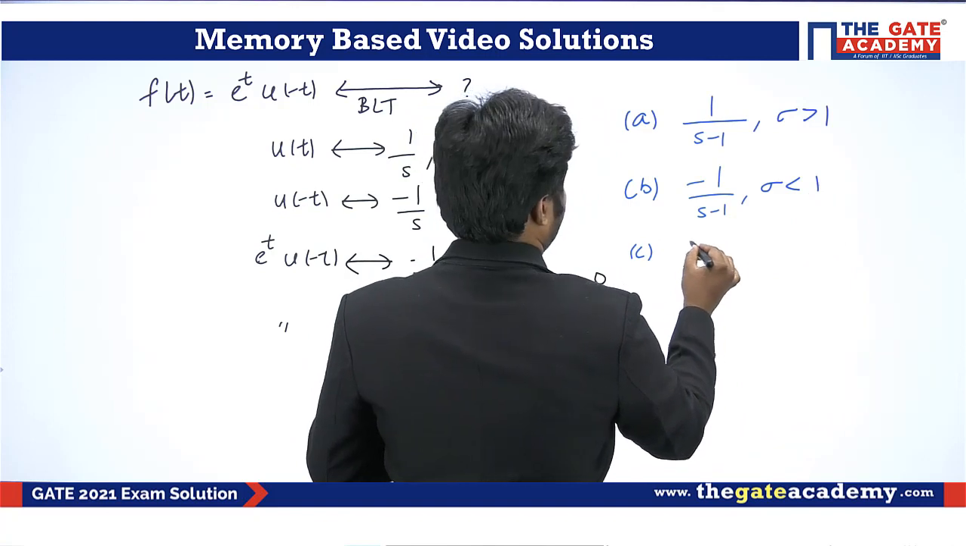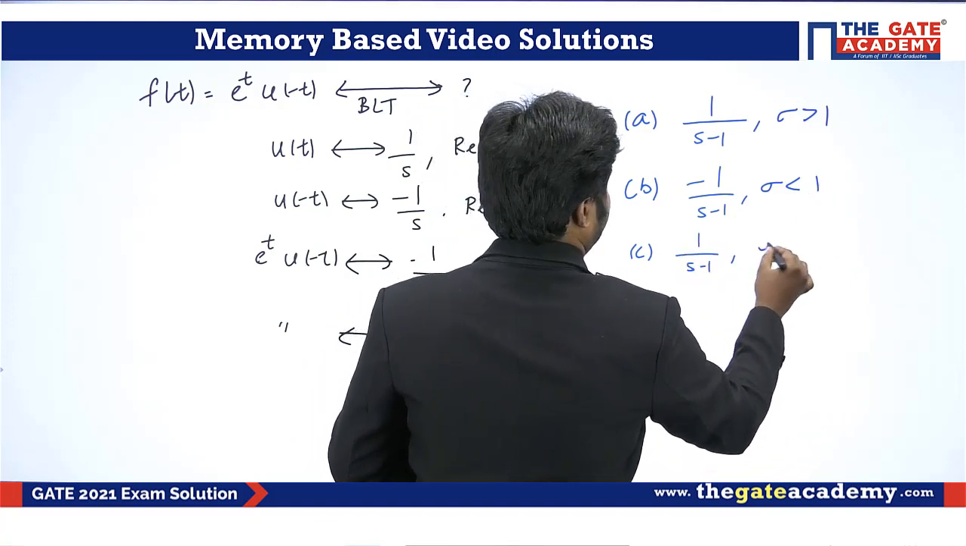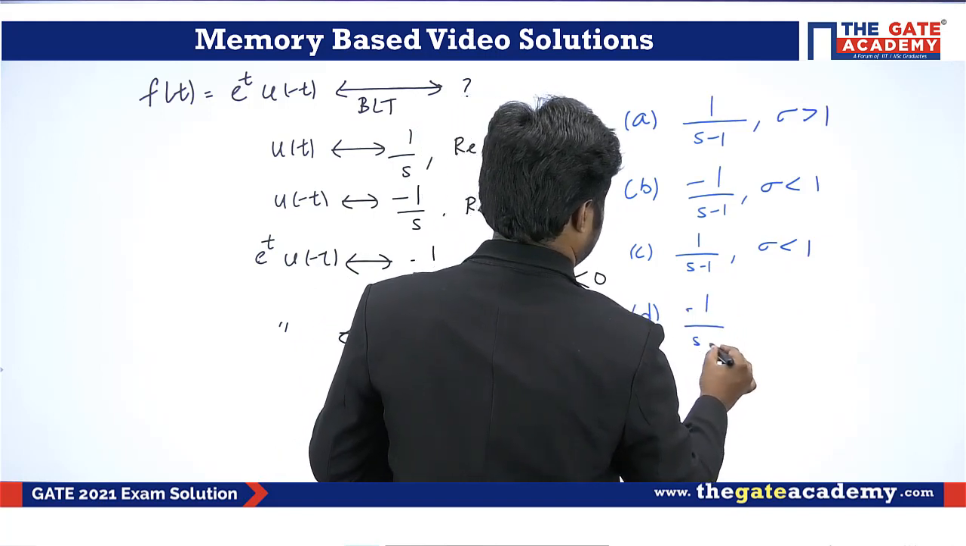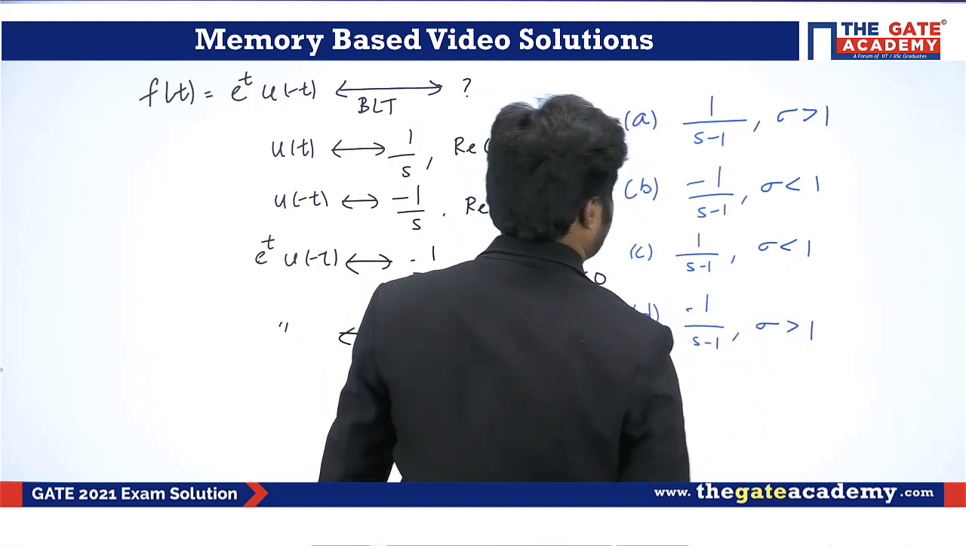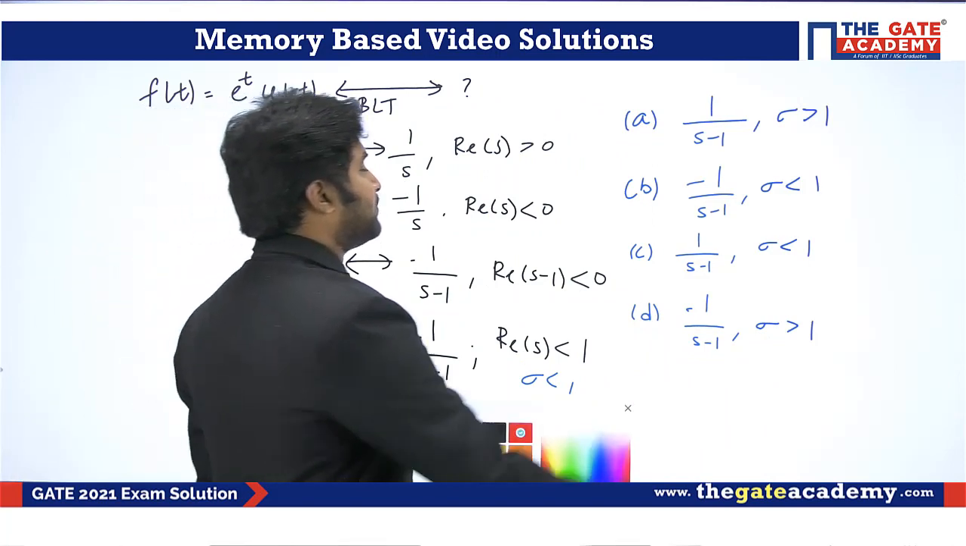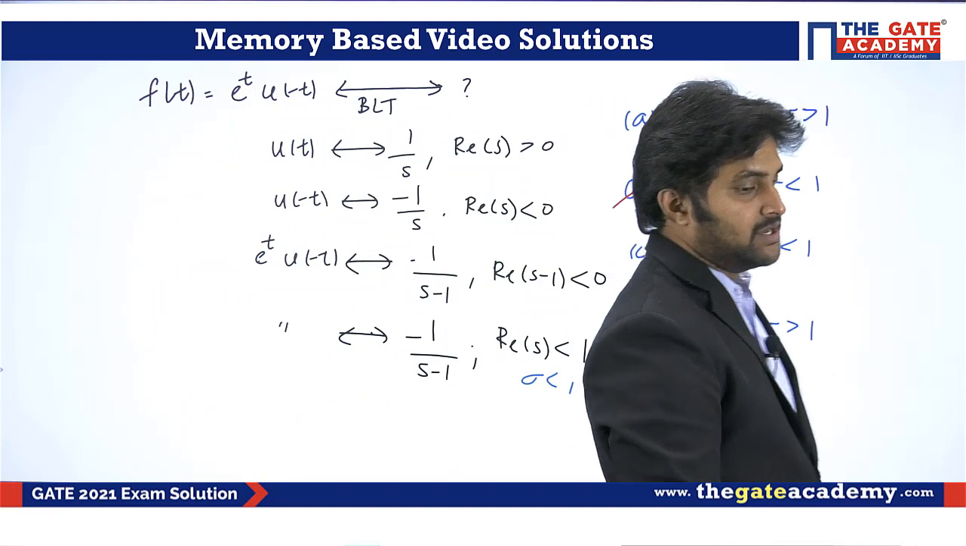Option C is 1 by s minus 1 for sigma less than 1, and option D is minus 1 by s minus 1 for sigma greater than 1. Can you please tell me what is the correct answer? Option B is the correct answer, right?